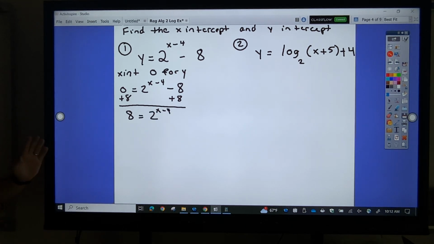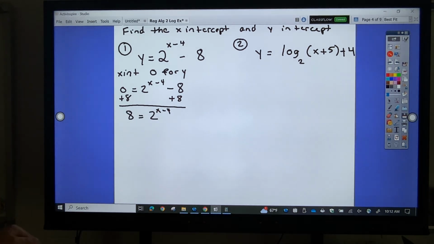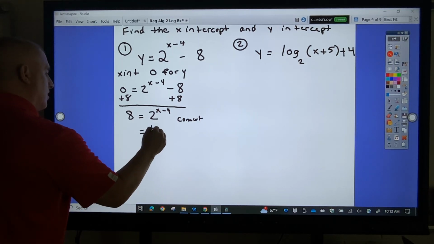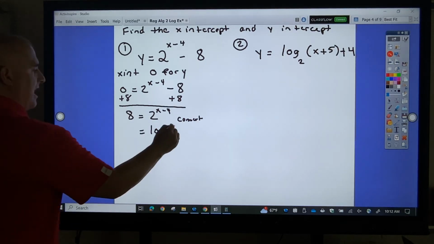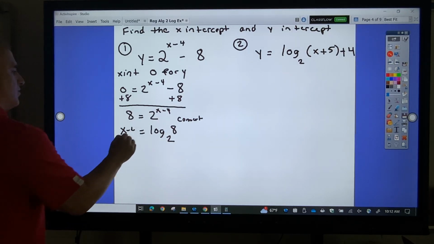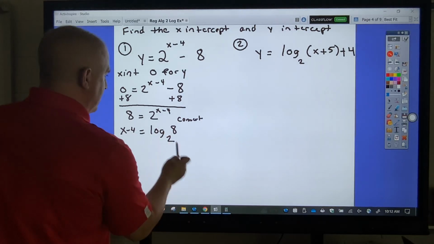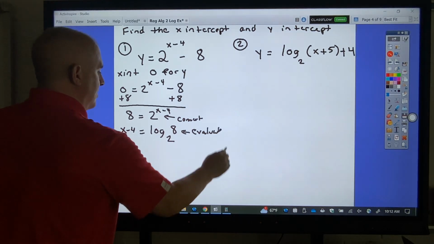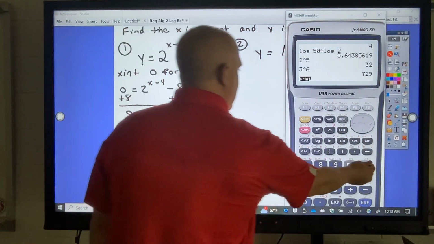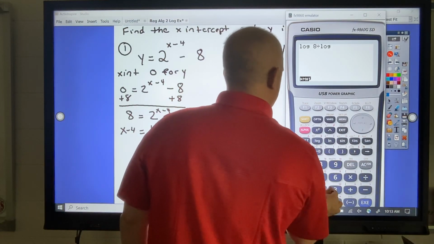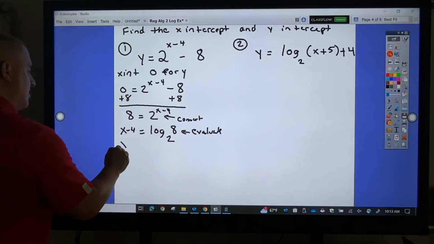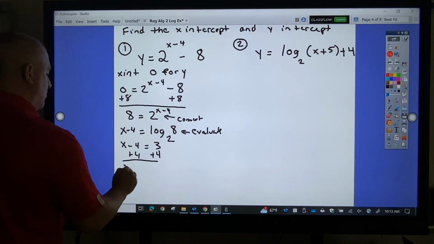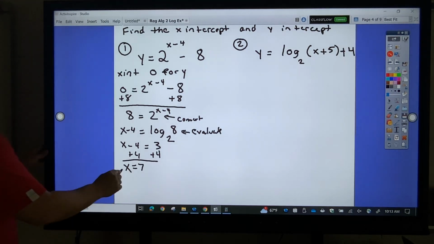Now the problem is I can't type that into the calculator. So what I have to do is I have to convert it. So this is going to be log base 2. Now the 8's going to join that. The x minus 4 goes over here. Okay? Now I want to convert this, and then I want to evaluate this, okay? So how am I going to evaluate that? Log 8 divided by log 2 gives me 3, okay? And then I solve by adding 4. That's x equals 7, okay? All right, so that's my x-intercept.